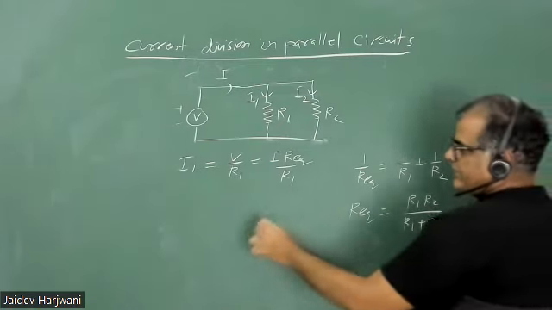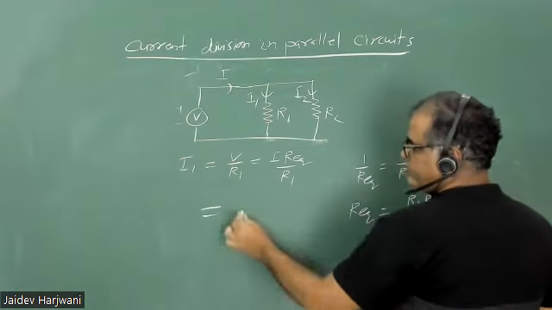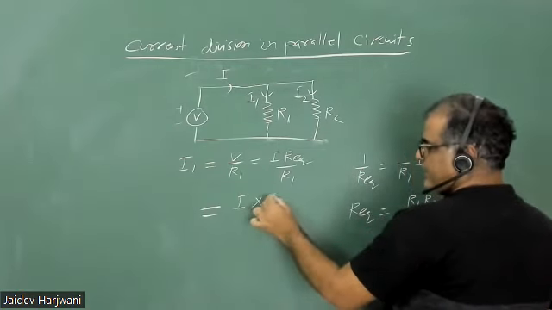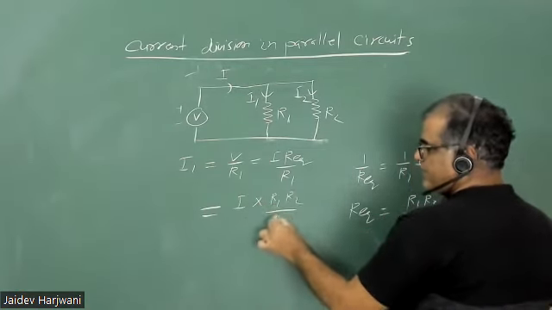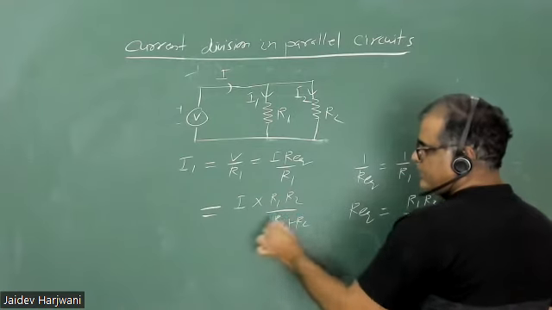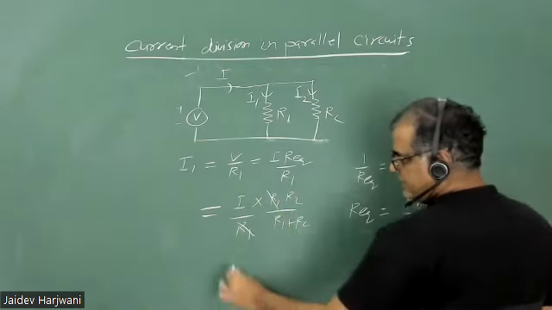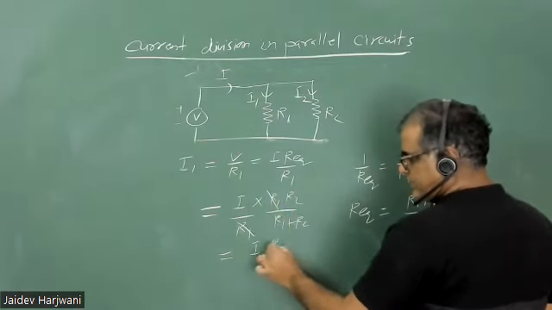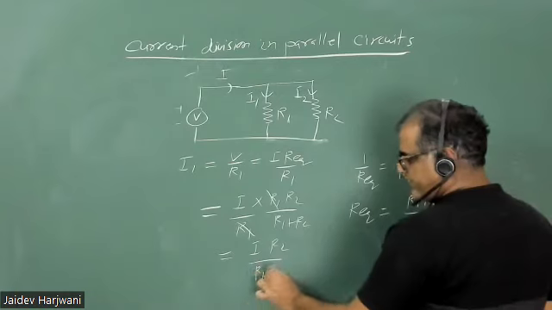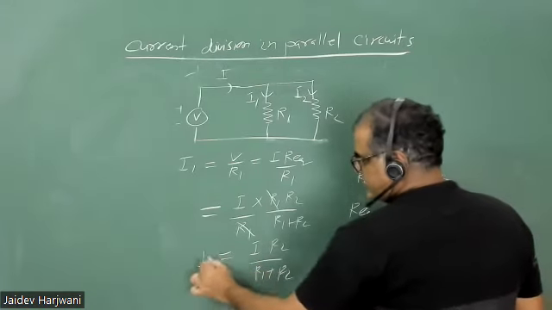Put this value here. This is my R1 R2 upon R1 plus R2, and already R1 is there in the denominator. So R1 cancels. I get I1 equals I times R2 upon R1 plus R2. This is my I1.